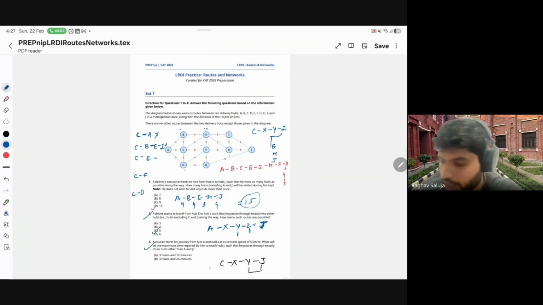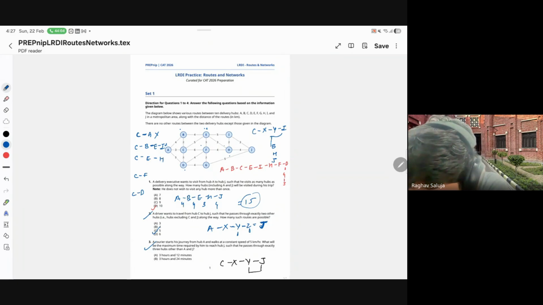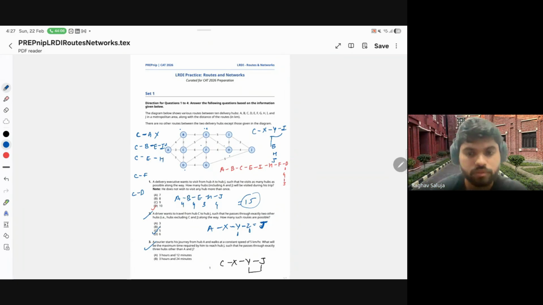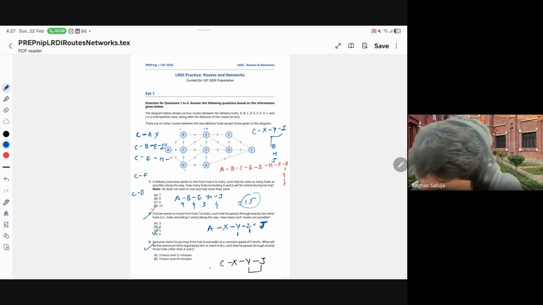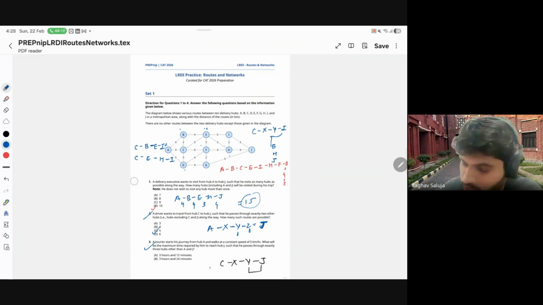Apart from E, I can reach H. So one more path. Done. I'll remove this. Okay, now from F, tell me.